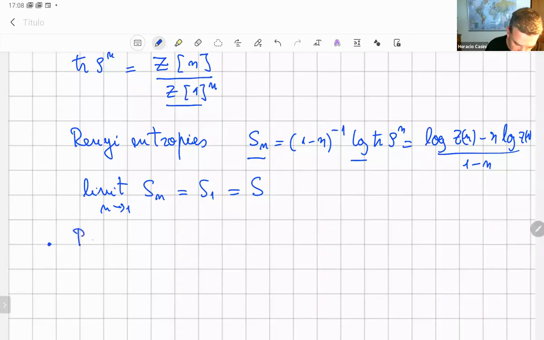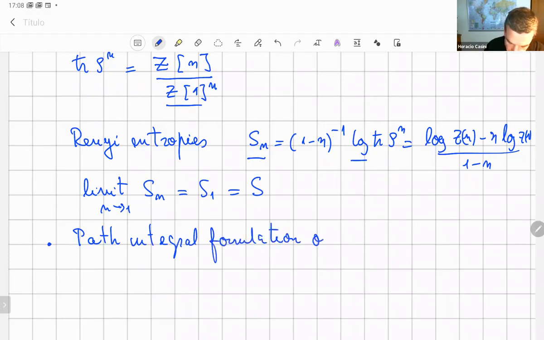The path integral formulation only works for integer n.